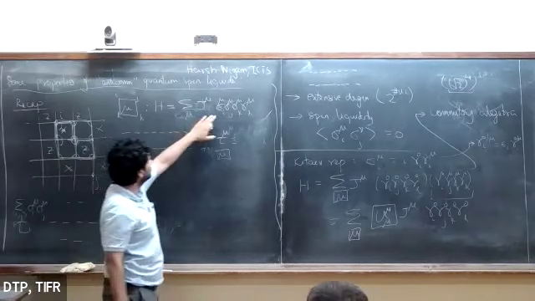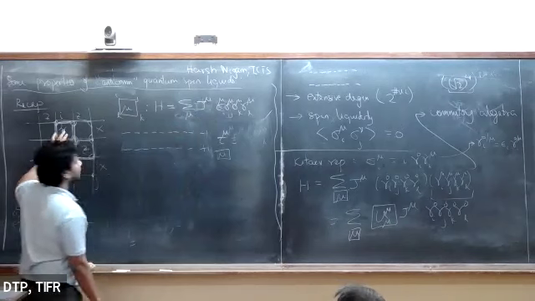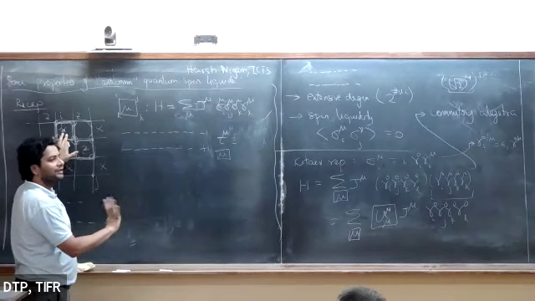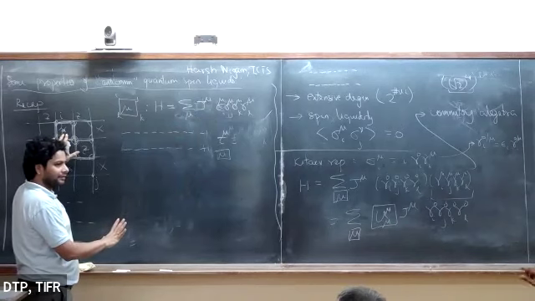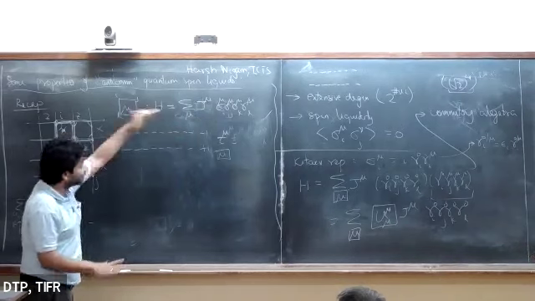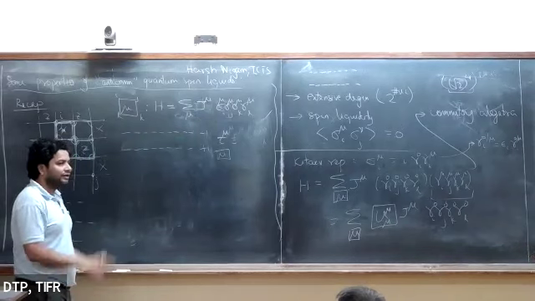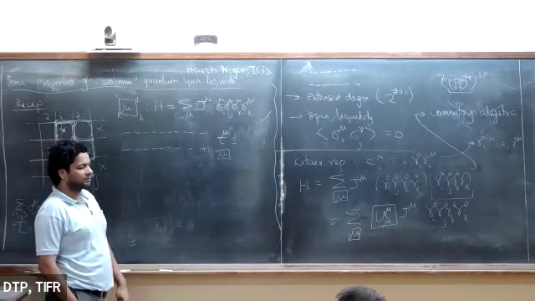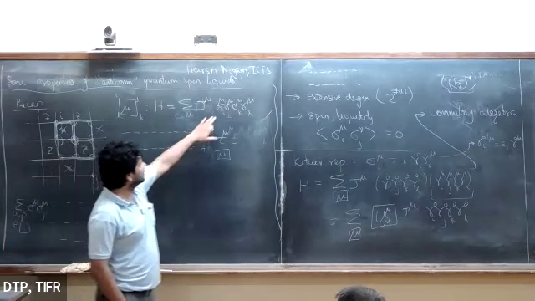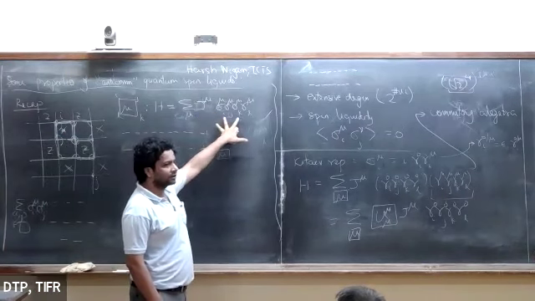It is again true that on this plaquette you have sigma z conserved. If you take sigma x on that plaquette, that is not conserved. That is part of the Hamiltonian. It is not conserved, so it's not trivial. This object is not conserved.